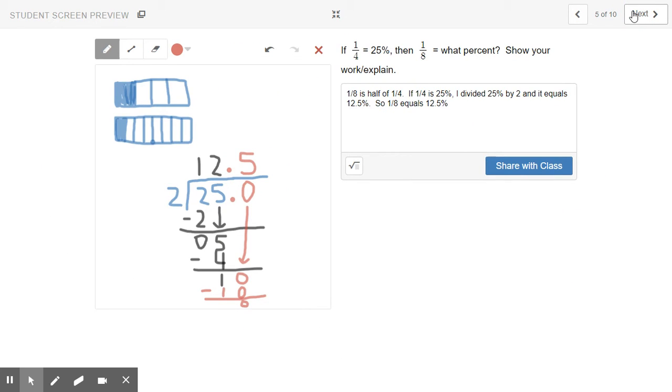If 1/4 equals 25%, then 1/8 equals what percent? Show your work, explain. So I modeled 1/4 and 1/8, and I see that 1/8 is half of 1/4. So if I know that 1/4 is 25% and 1/8 is half of it, I just divided it by 2, and I got 12.5. So I explained that 1/8 is half of 1/4. If 1/4 is 25%, I divided 25% by 2, and it equals 12.5%. So 1/8 equals 12.5%.